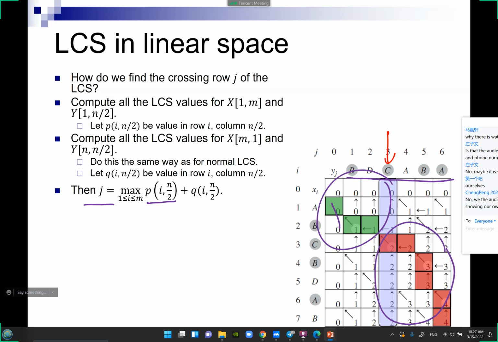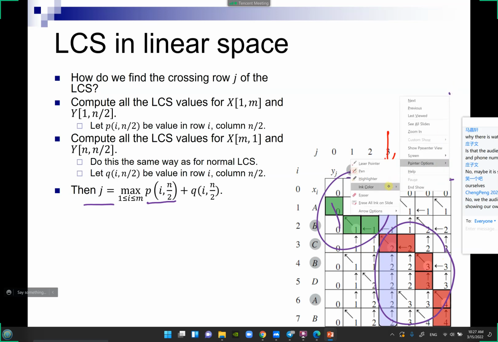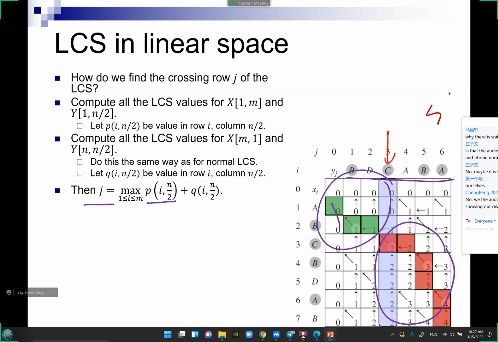More precisely, let me switch back to red over here. All right, oops. Sorry, just one second.